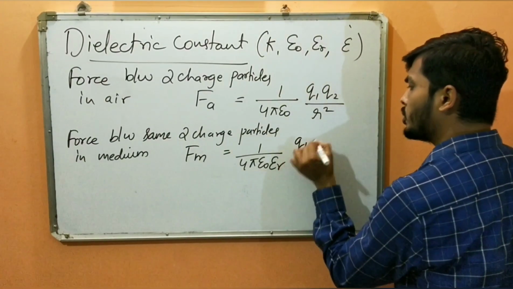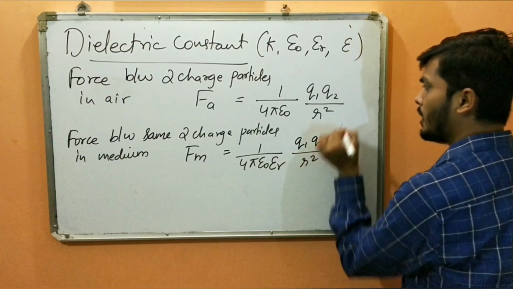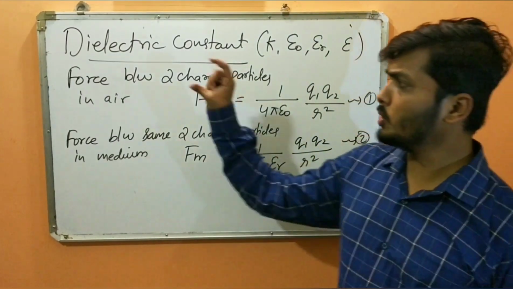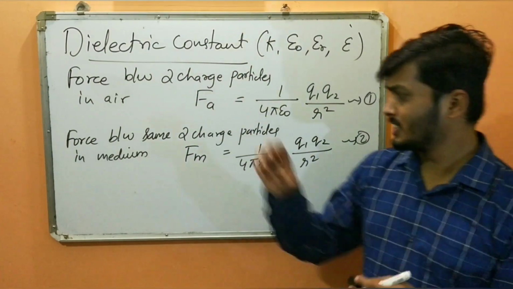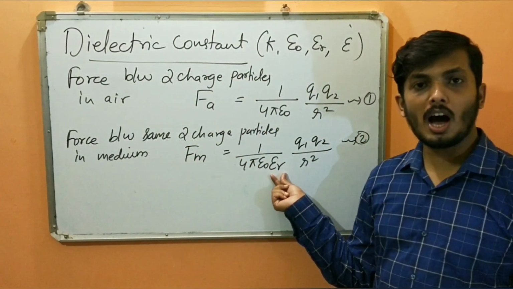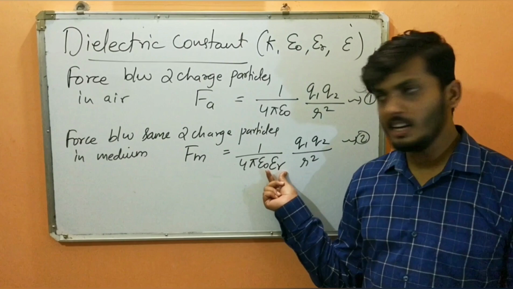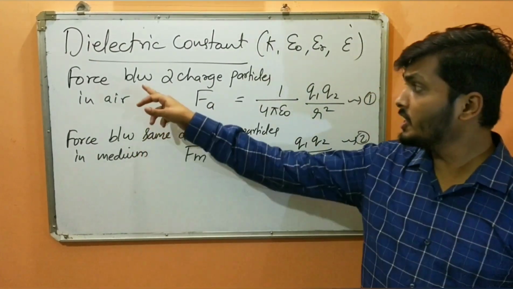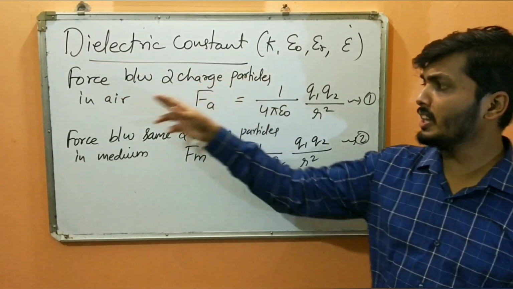This will be equal to Q1 Q2 divided by R square. I'll call this equation 1 and this equation 2. Look at both equations. Are they similar? Yes, the only extra thing is epsilon naught R. What this epsilon naught R indicates is that the same two charges are placed in a medium. Initially I am keeping the charges in air.